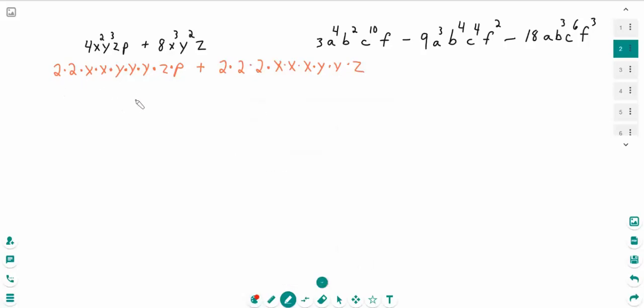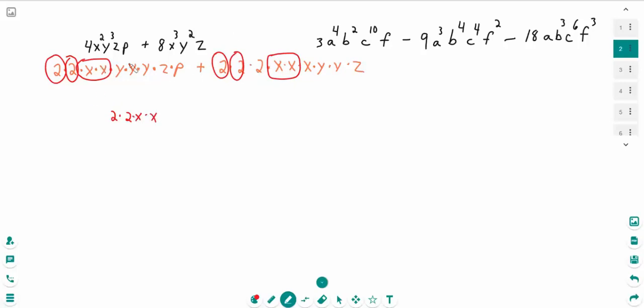Let's match some socks. So we've got a 2 here, and we have a 2 here. So we put a 2 for our greatest common factor. We have another 2 here. We have another 2 here. So we can put another 2 for our greatest common factor. Now here, I've got 2 x's, and I've got 2 x's over here. They work. So I'm going to have 2 x's, right?